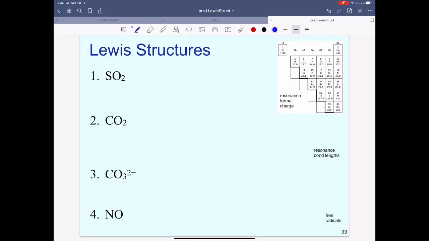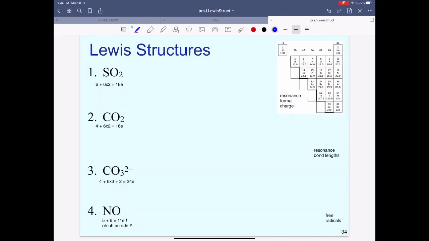4 more Lewis structures to try. First, sulfur dioxide with 18 valence electrons, sulfur and oxygen both containing 6. We'll put the sulfur in the middle and the 2 oxygens around it. That accounts for 2 lines, and we need 9 total. 2, 3, 4, 5, 6, 7, 8, 9. Again, it doesn't matter whether this line is here or here. Either way, you'll find out that one of your atoms is going to come up with less than an octet.